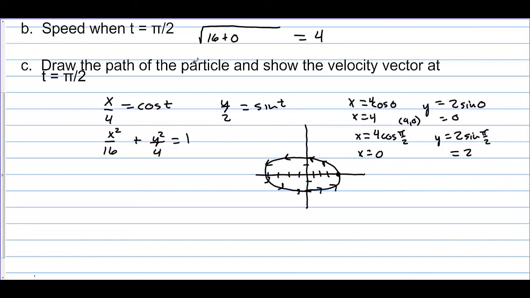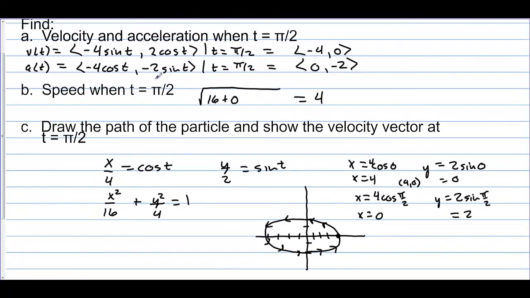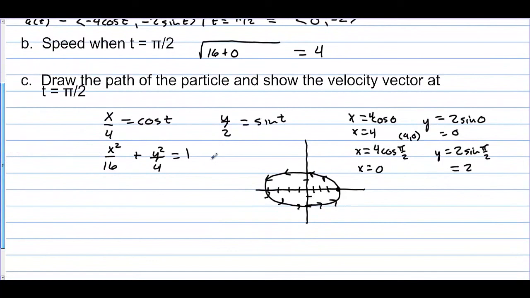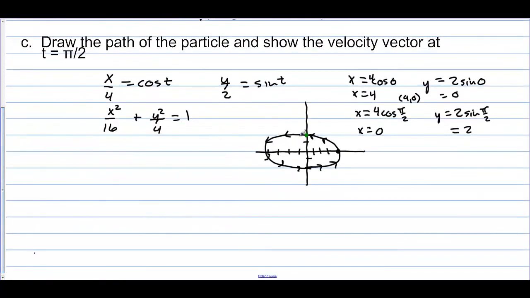Now we're supposed to draw the path of the particle and show the velocity vector at pi over 2. Now we've already done that. We have the velocity vector at pi over 2, which is negative 4, 0. So we start where the particle is, where t is pi over 2, and that's right here. And then the velocity vector is negative 4, 0. So from this point we go left 4 and up and down 0. So here is the velocity vector right here, and what that shows is the particle's position and how fast it is going, the velocity.